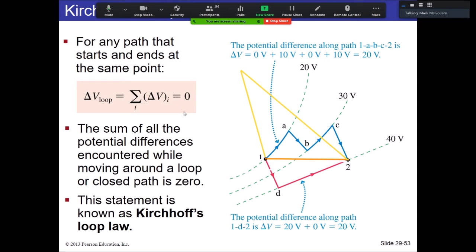This is a very important law in circuits that you'll see quite a bit. It's not just for circuits, but we're going to only apply it towards circuits. It's called Kirchhoff's loop law. And it says that if you go around a loop in a potential field, you will always have a potential difference of 0.